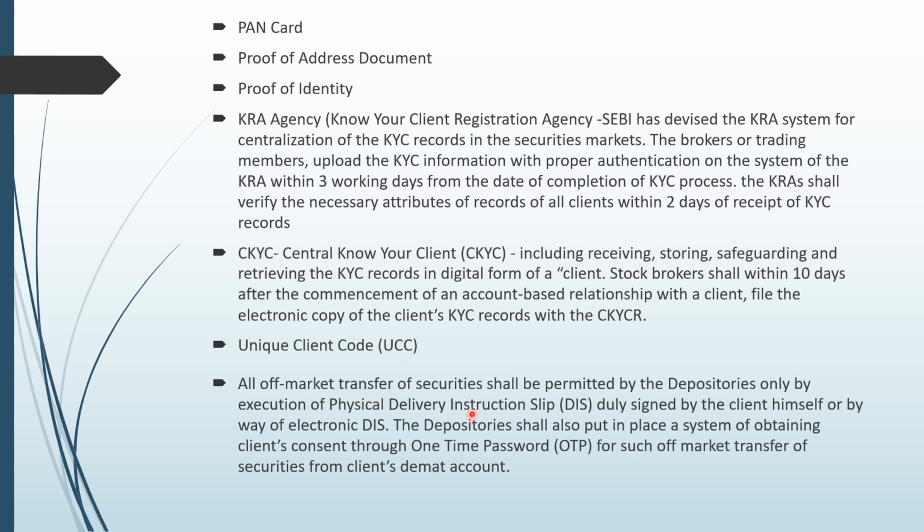All off-market transfer of security shall be permitted by depositories only by execution of physical delivery slip. Okay, so off-market transactions will be permitted by the depository when the physical delivery slip is signed by the client electronically or physically, and the depository shall put in place a system of obtaining client consent through one-time password, which is OTP, for off-market transfer of securities from a client's demat account.